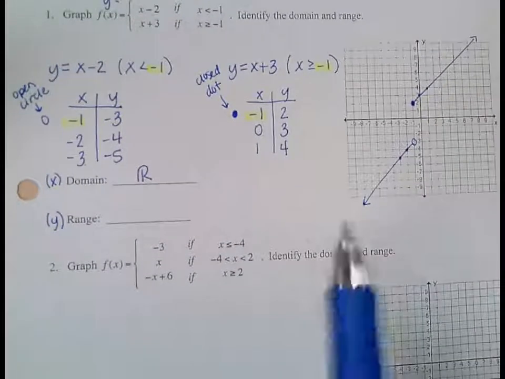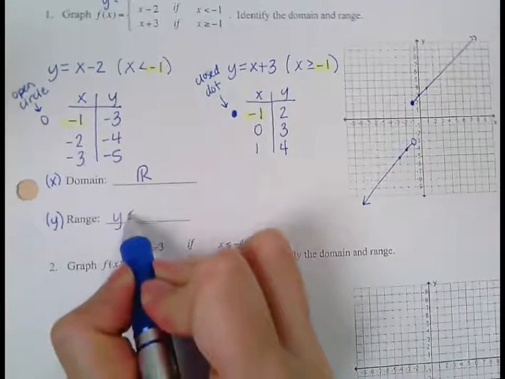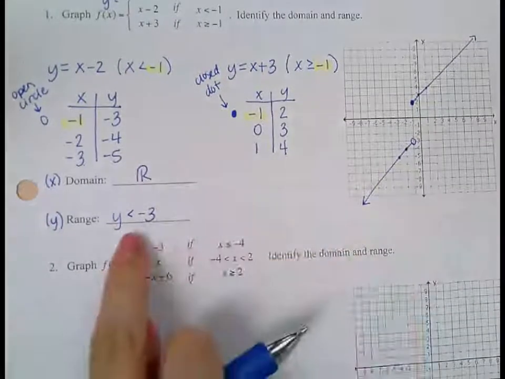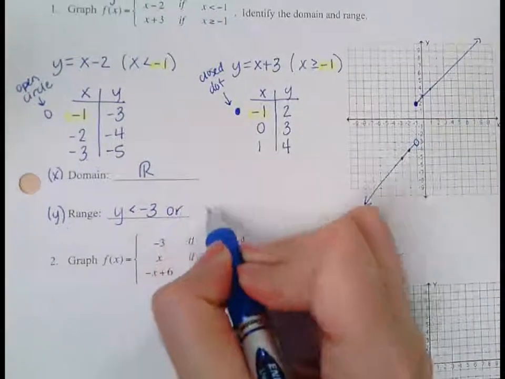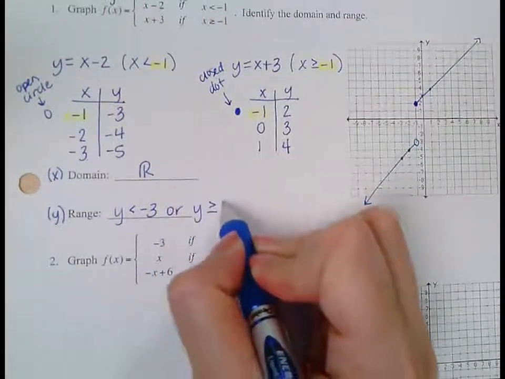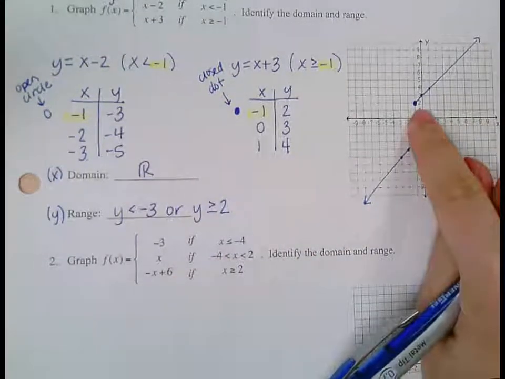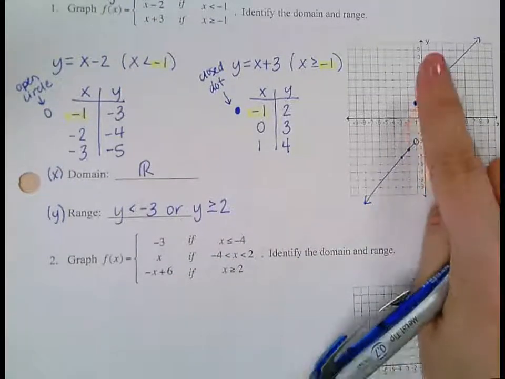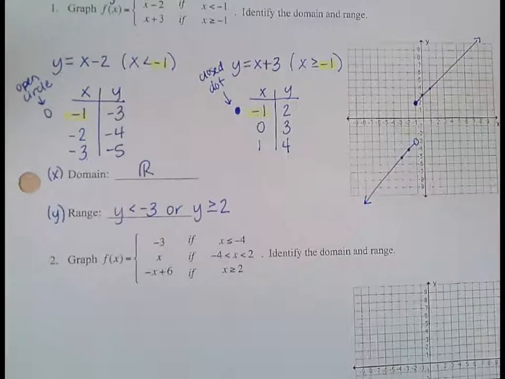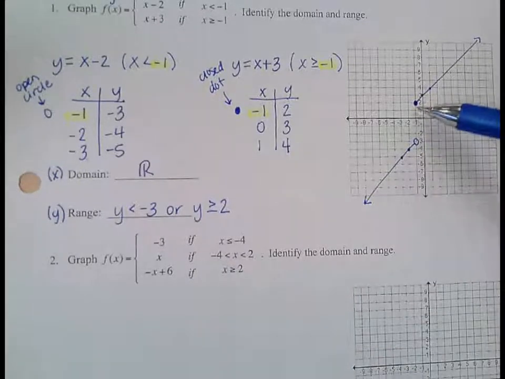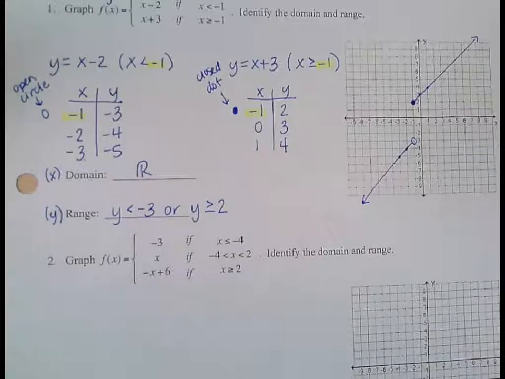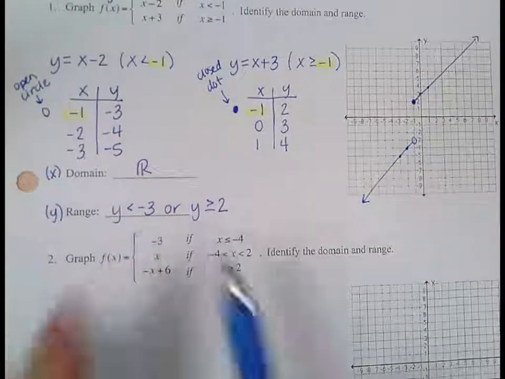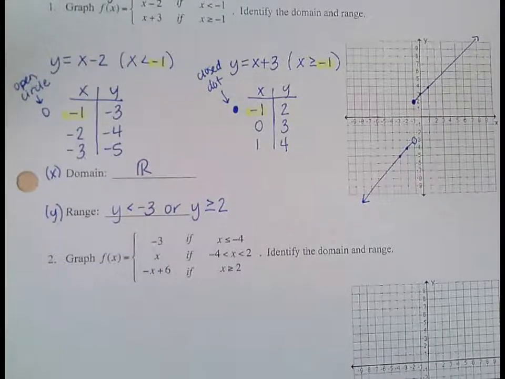So my range is going to be y values less than -3, and it's strictly less than because of the open circle, or y values greater than or equal to 2, because I am including 2 because of the dot, and I'm also including everything greater than 2. And because the graph doesn't exist between those two y values, that's why there's that gap in the middle. And that's why I need two separate inequalities to write out the range.